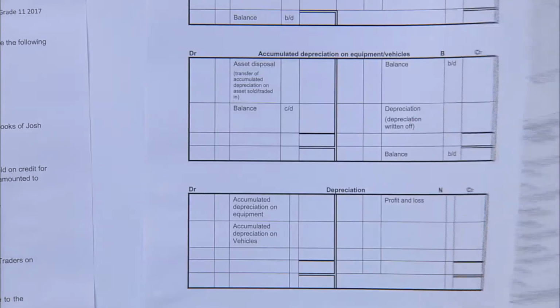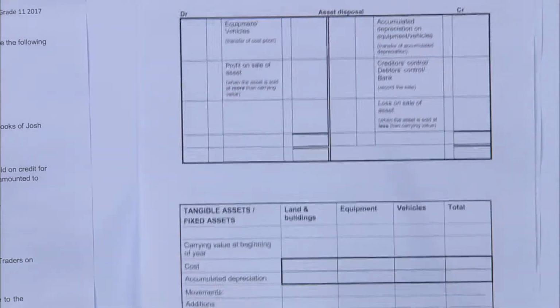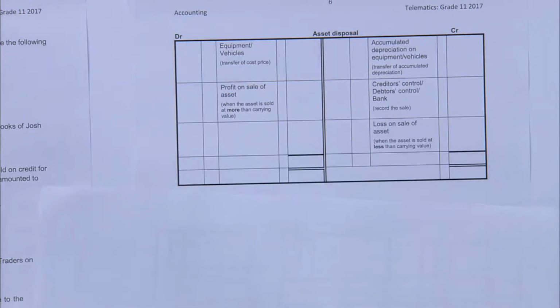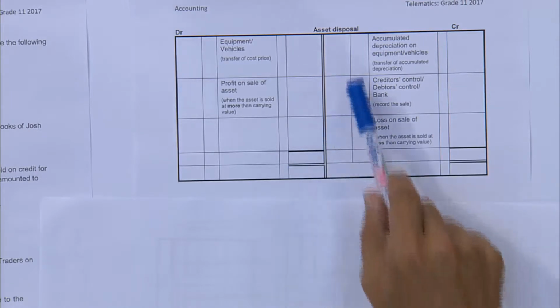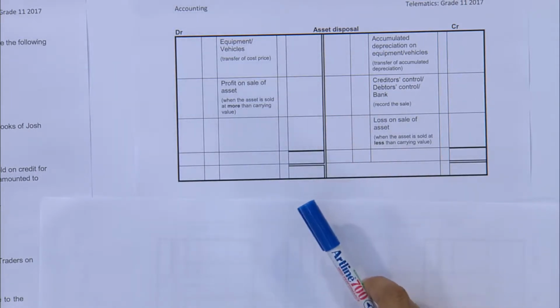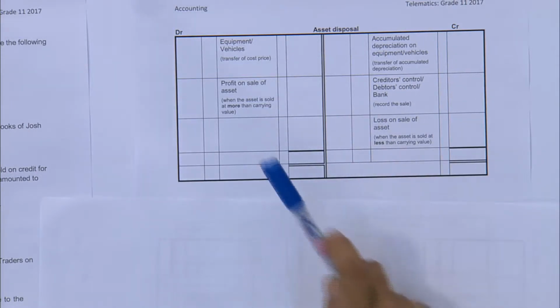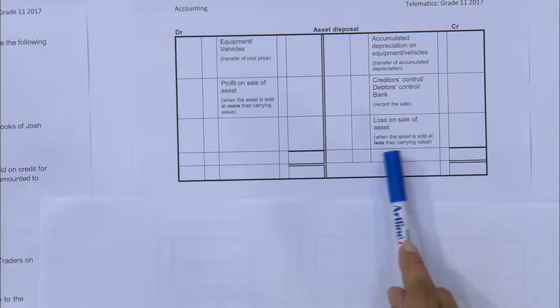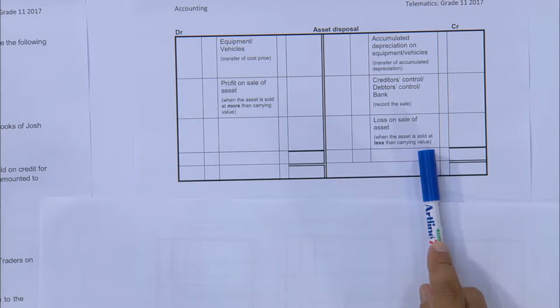Then the last account that we're busy with will be the asset disposal account. Let me just take this away. Here you go, that's your asset disposal account. So the purpose of the asset disposal account is only to determine whether we're making a profit on the sale of asset or whether we're making a loss on the sale of asset.